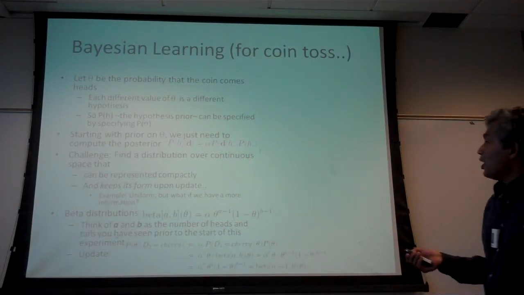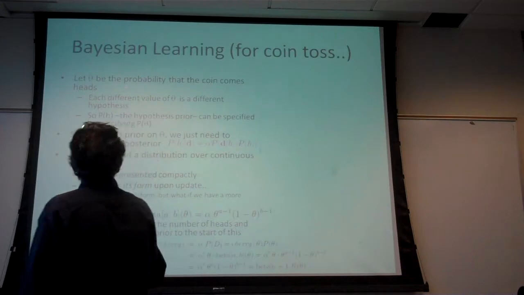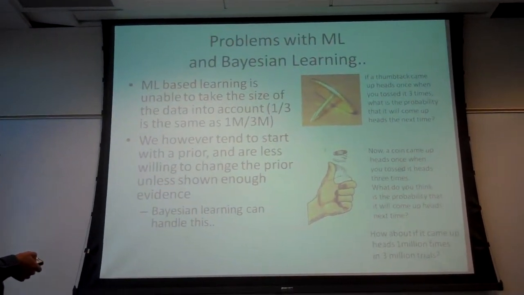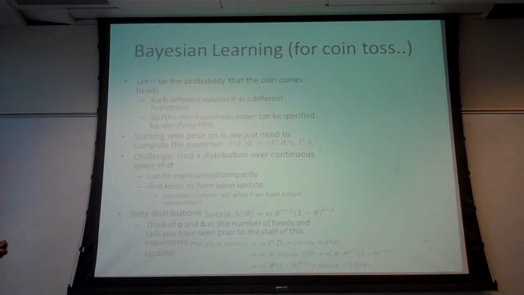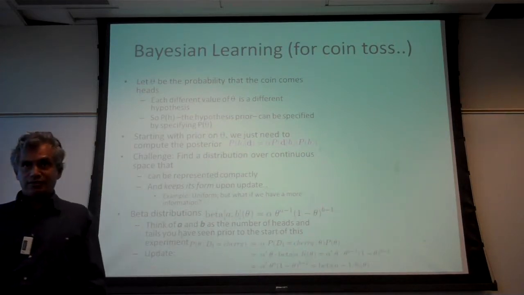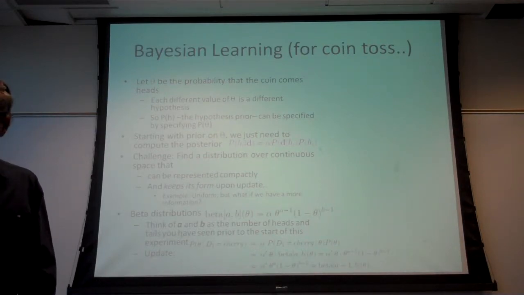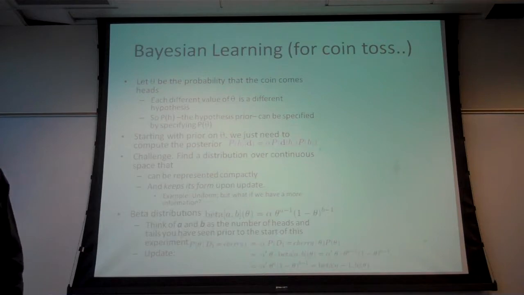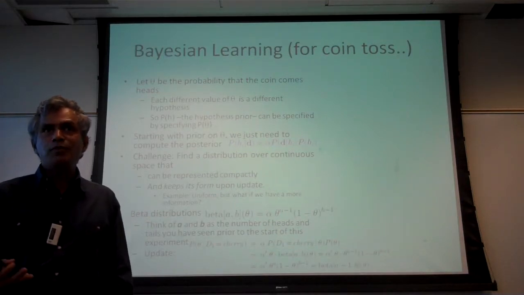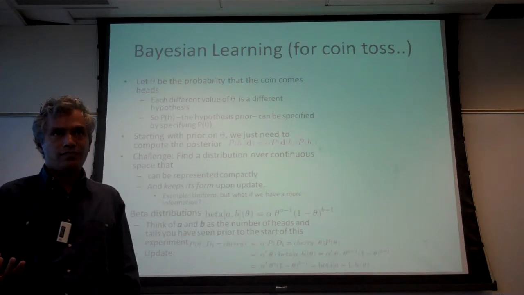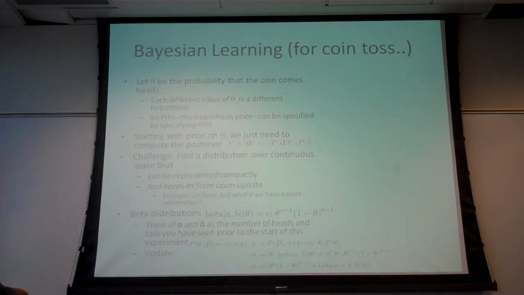So if theta is the probability for this particular problem, let's say you assume that theta is the probability that the coin comes heads, then each different value of theta is a different hypothesis. Since it's a probability number, it will be between 0 and 1. But every continuum value between 0 and 1 is a different hypothesis. So P of H, the hypothesis prior, is essentially P over theta. I mean, it's a distribution over theta values.